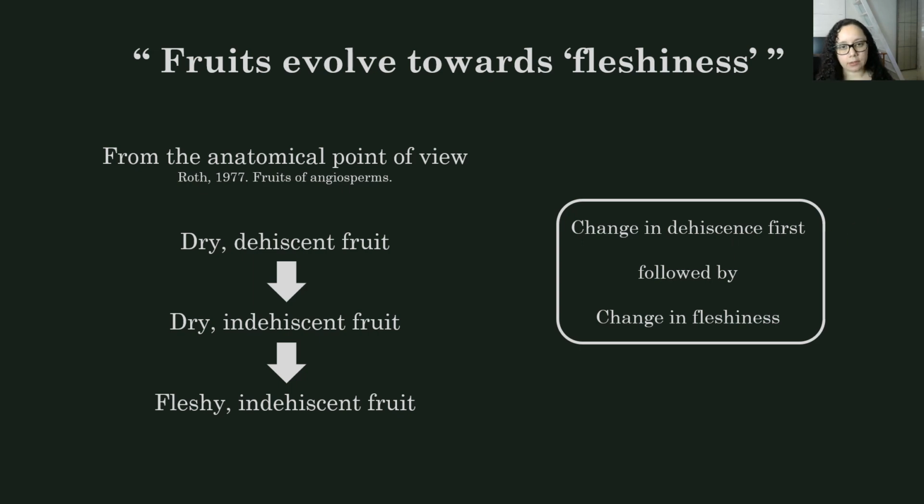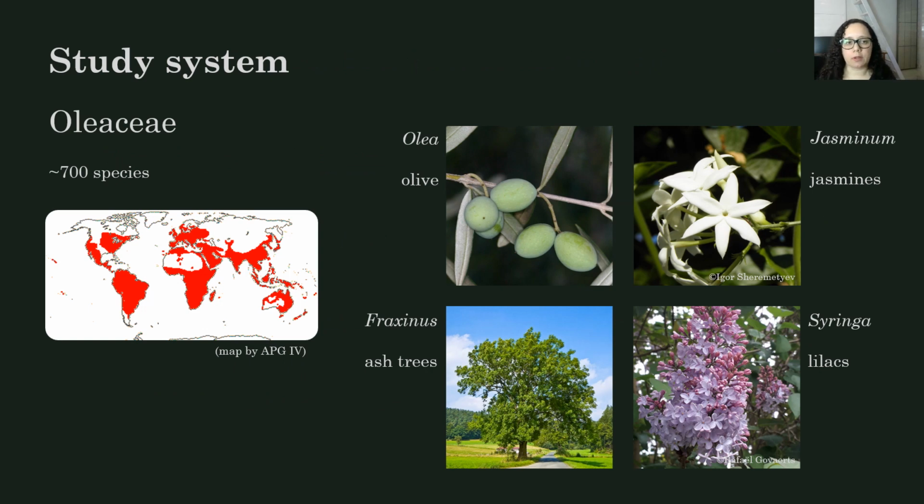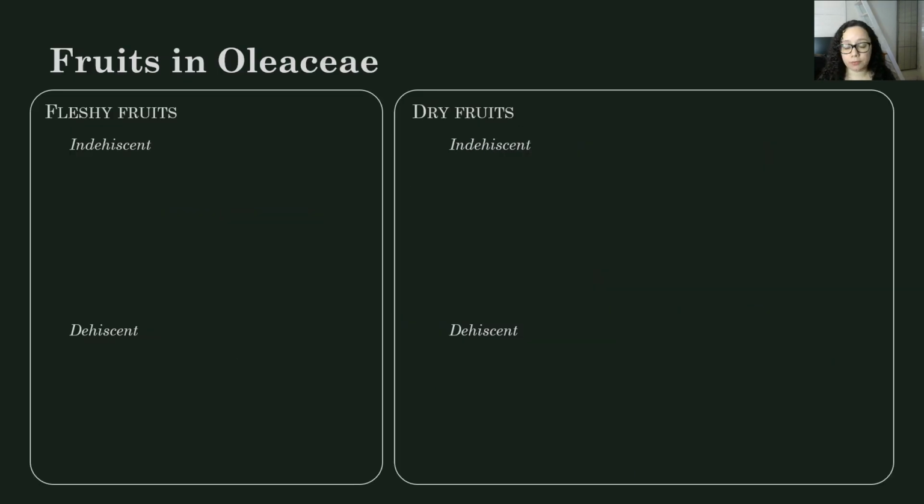So to test that, we decided to use the Oleaceae family. Oleaceae is a group that has about 700 species distributed in all continents. It includes several economically important species like the olives, ornamental ones like jasmines and lilacs, and ash trees that are used for tea. When it comes to fruits, it has all possible combinations when you consider fleshiness and dehiscence.